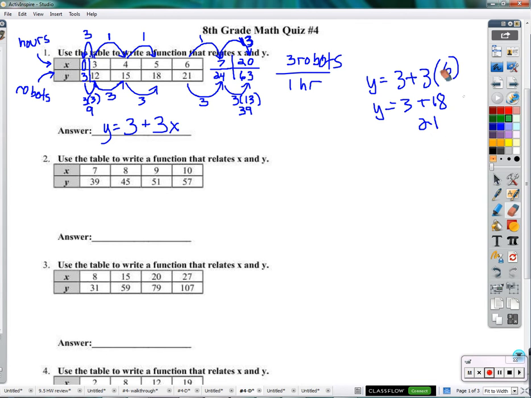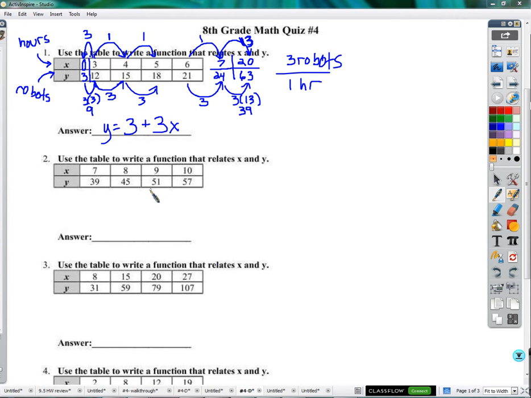18 plus 3 is 21. 21, right? Does it work for 20? 3 plus 3 times 20, that's 3 plus 60, 63. 63. So yeah, it works perfectly. It tells me exactly how many robots I will have after X number of hours.